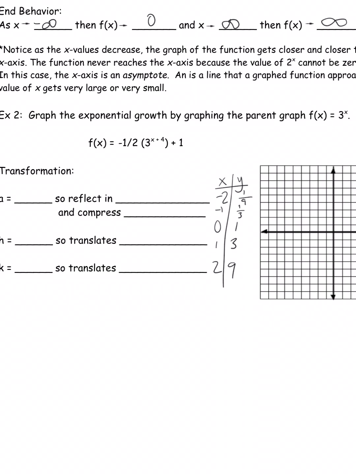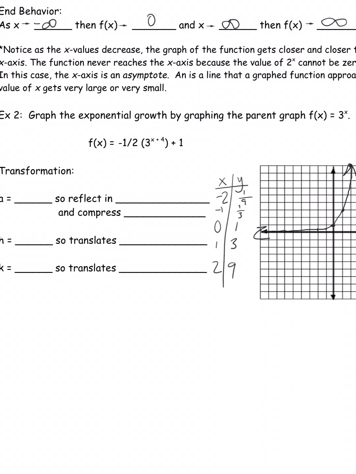Okay, so we can graph our parent function. So negative 2, 1/9. Really close to 0, but not quite there. Negative 1, 1/3. 0, 1, 1, 3, and 2, 9. So our parent function looks like this. Okay.